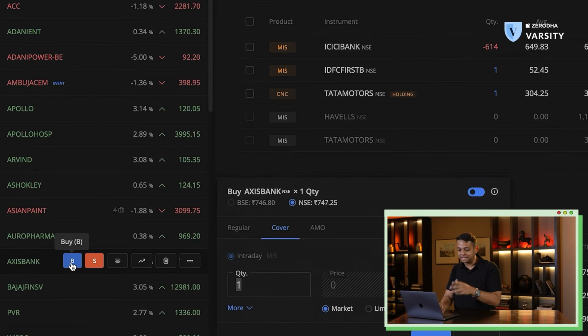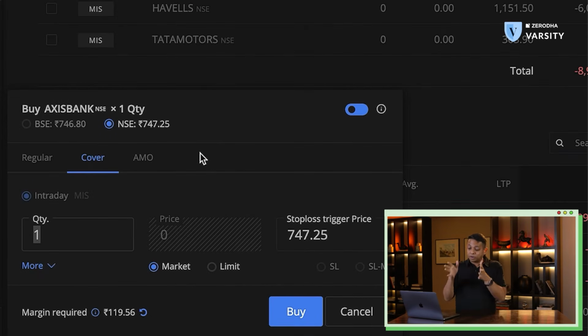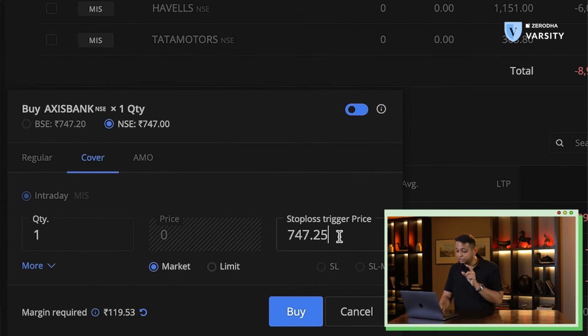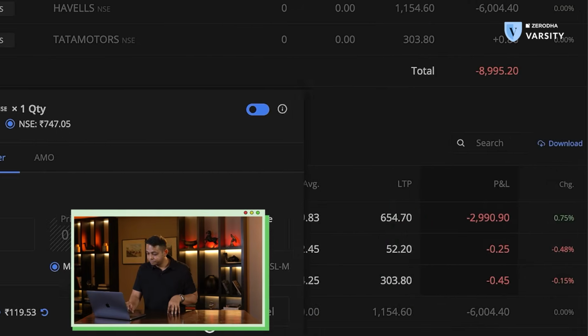I'll click the B, that's the buy button. And on top, I can see regular, cover and AMO on the buy window. I'll select cover. I'll let the quantity be 1 for this example. And for price, that's our entry price, we can choose a limit where we specify the price, or market. I'll let it be market because it's just easier to show you in this example. And I'll change the stop loss from the current market price of 747 to say maybe 720 rupees. And I'll click on buy.